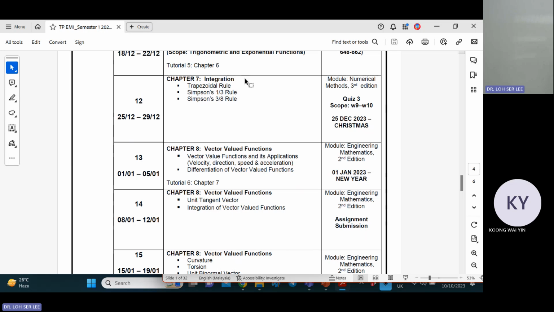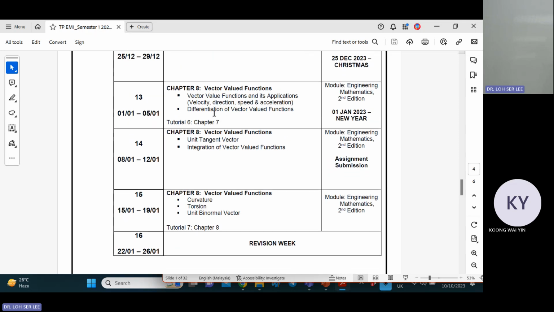Numerical integration is used when you have an integral that you can't integrate by any of the techniques of integration. Then we have to use numerical integration. You will see this by the time. The last chapter is vector valued functions. This is more to the engineering topics, we use this in engineering topics. So these are the syllabus.